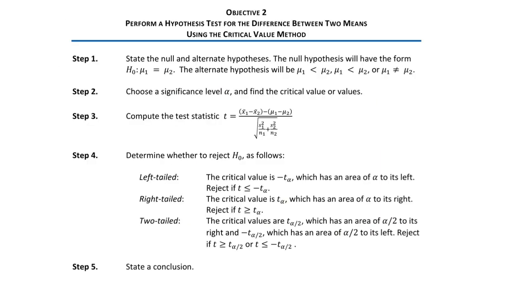Now let's look at how to perform a hypothesis test for difference between two means using the critical value method. So first state the null and alternate hypothesis, then find the critical value at the significance level alpha, then compute the test statistic t. This is the same formula we used before. Then determine whether to reject the null hypothesis or not based on these conditions and state a conclusion. So let's look at an example.